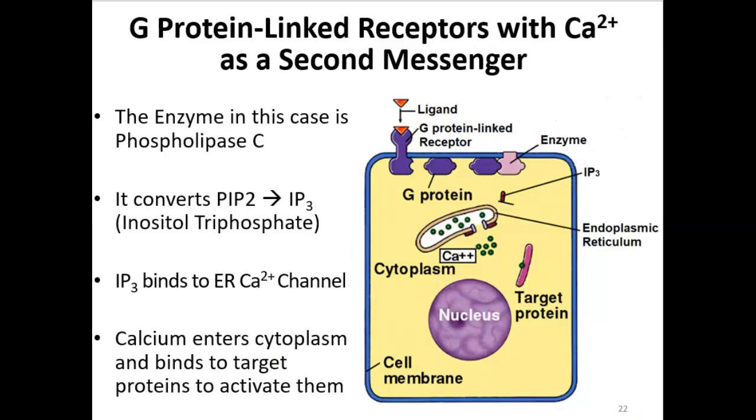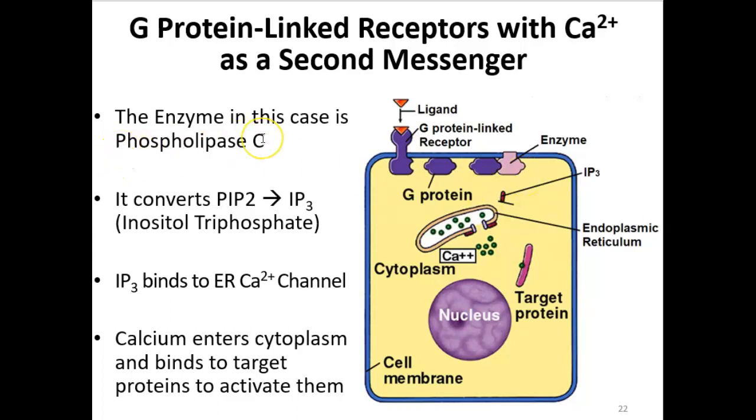Let's look now at how calcium is generated, how it becomes a second messenger. The first step's basically the same. This red triangular ligand binds to this purple receptor and that activates a nearby G protein, and then the G protein is going to affect a neighboring enzyme. But in this case, the enzyme is different, has a different name.